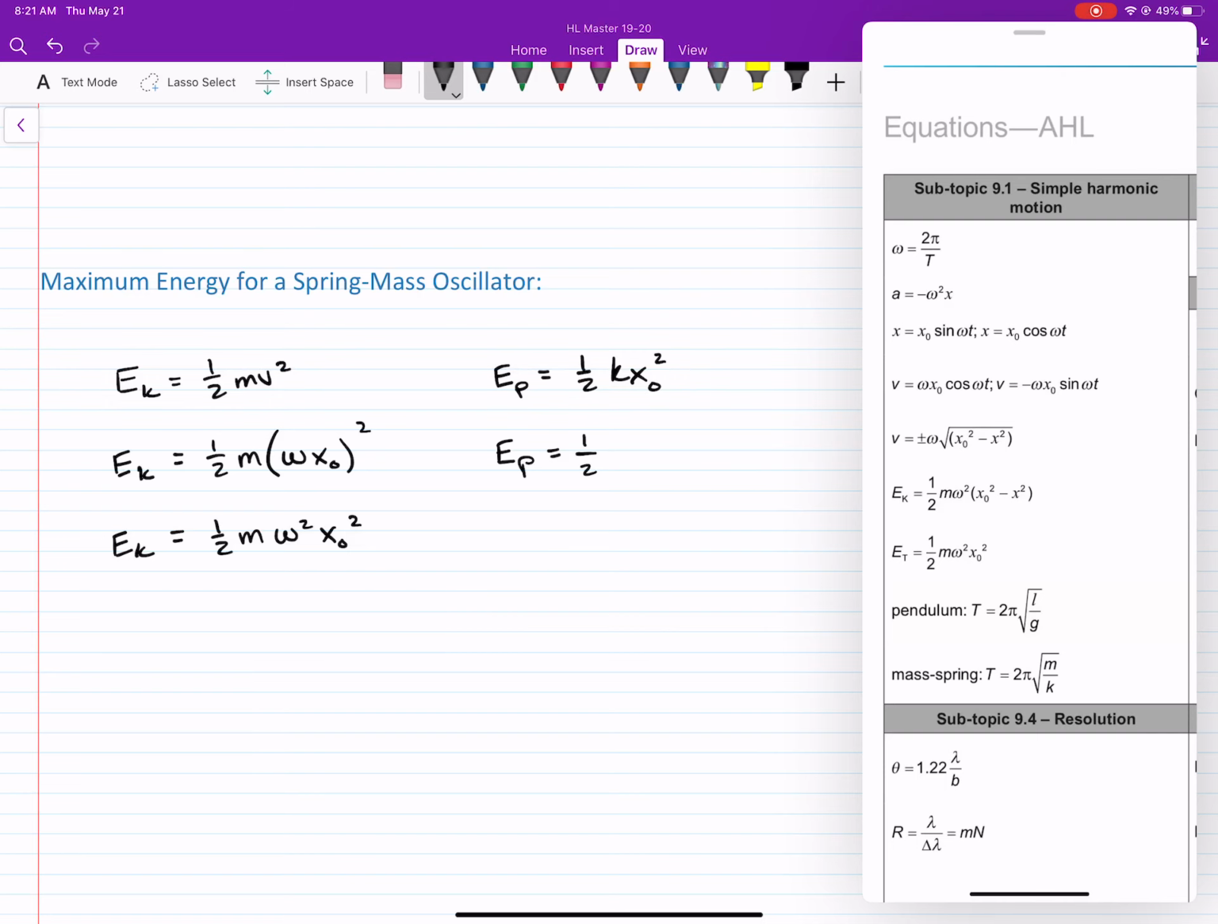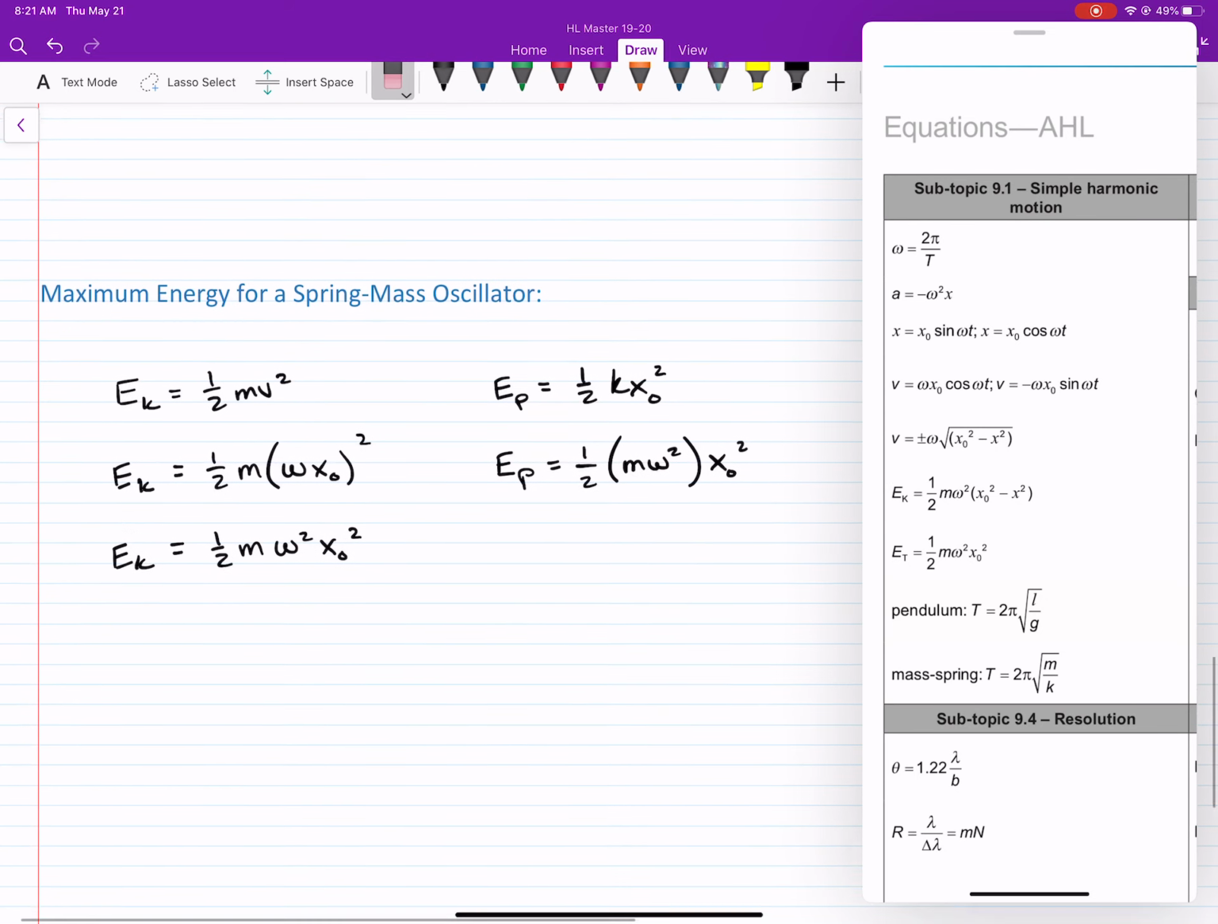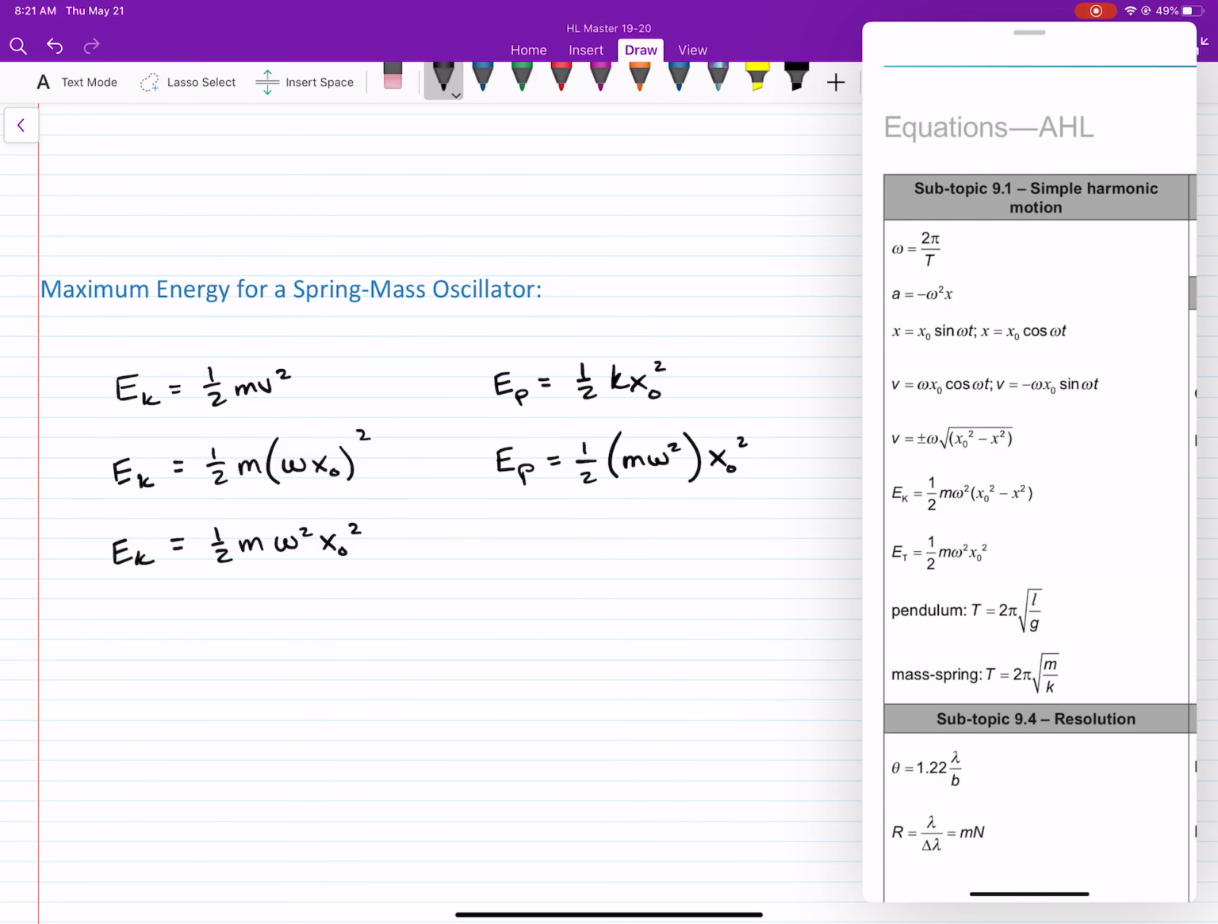But where we're going to get that k from is this formula we just talked about up here. So I'm going to rearrange this and plug it in for k. And so we really have m times omega squared, and then that's an x naught squared. So get rid of that arrow. And that simplifies pretty easily to the same thing we just had. So EP is 1/2 m omega squared x naught squared.